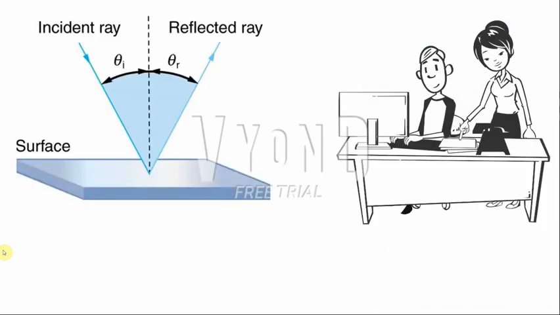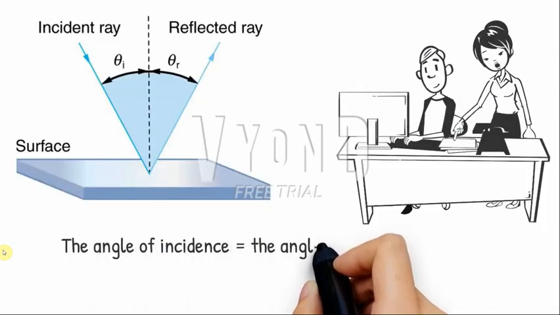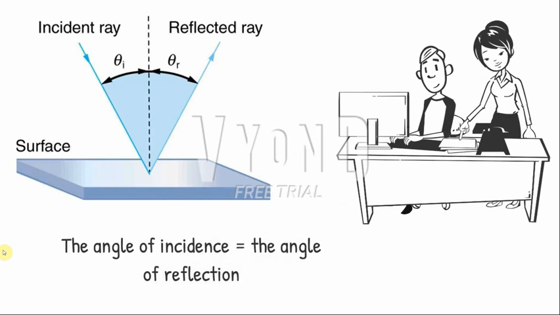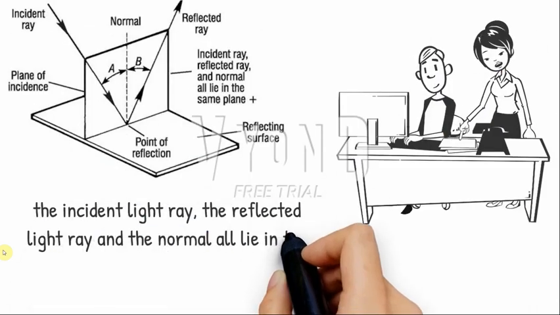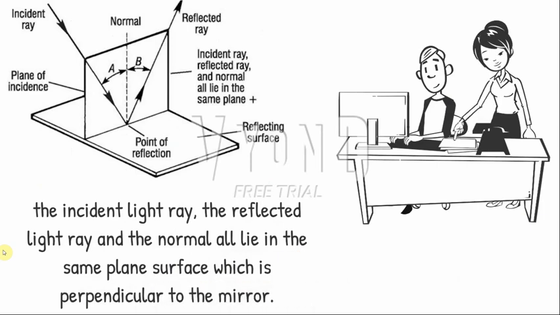From the previous picture, it's so easy to be introduced to the laws of light reflection. The first law is the angle of incidence equals the angle of reflection. The second law of light reflection is that the incident light ray, the reflected light ray, and the normal all exist in the same plane surface. This surface is perpendicular to the mirror.